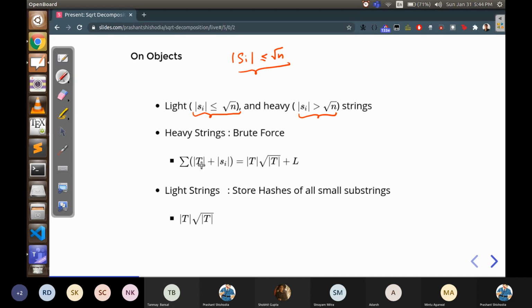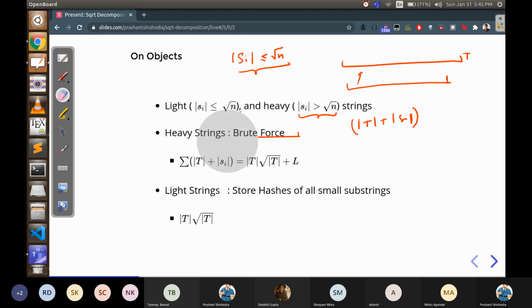So what I'll do for a light string is, this is my string t, and this is my heavy string. Suppose it is big enough, so I'll do brute force, and I'll check if they are the same. Okay, sorry, I think this is wrong. You cannot do brute force here. You will actually have to do KMP. So this part is a bit wrong.